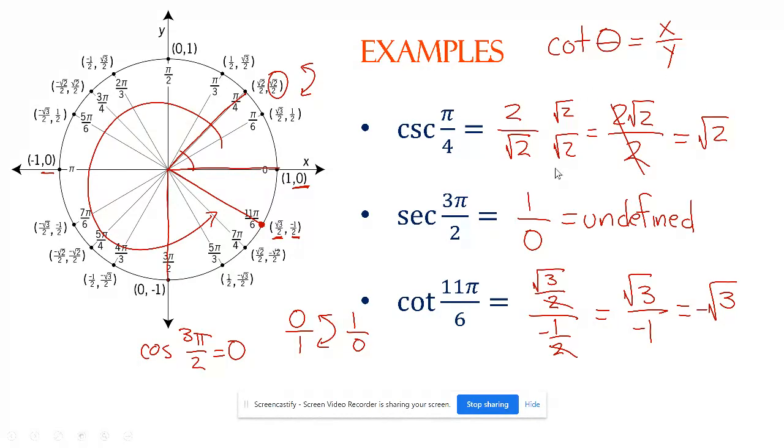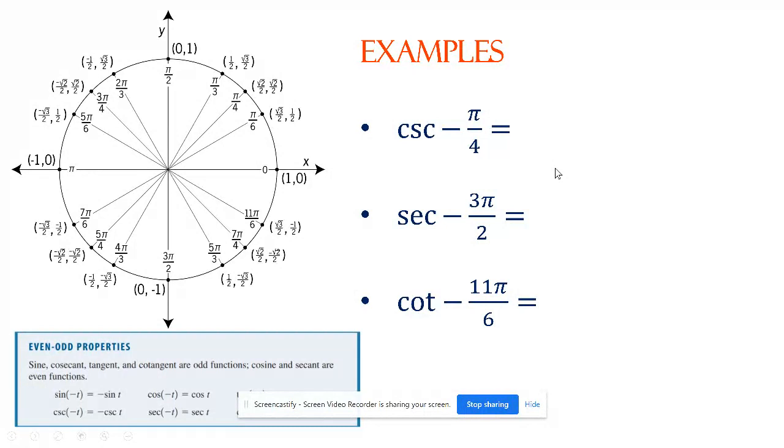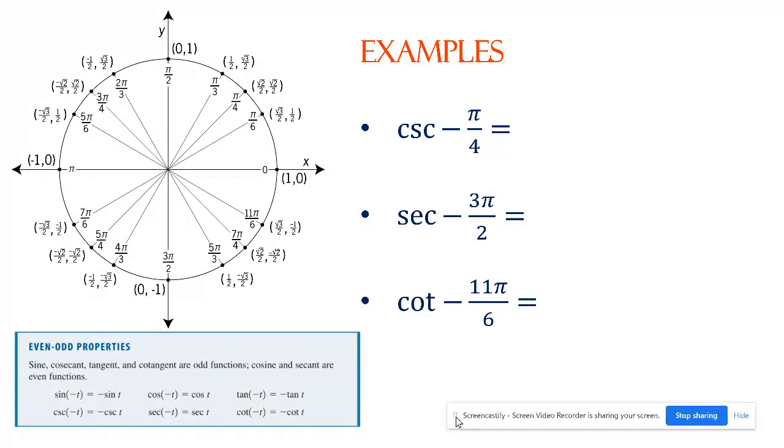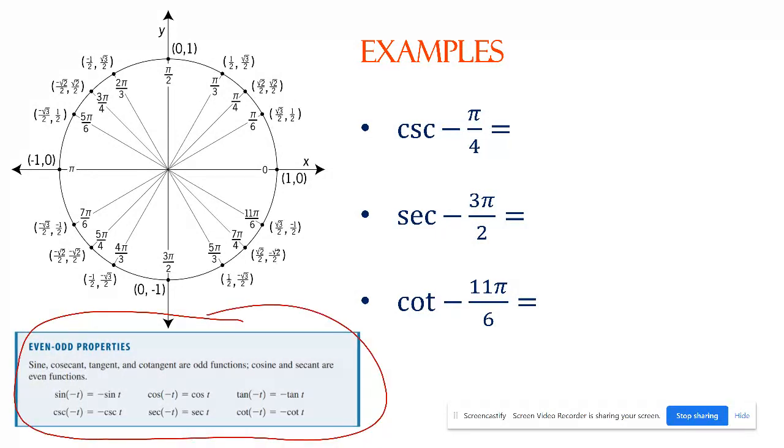I want to do 3 more examples with negative angles. So I'm going to flip back to what we've already done because we don't need to do this again, because we have rules we can use. So what you'll notice, this is the same little box of rules that came up in the previous video. And you'll notice on the bottom you have cosecant, secant, and cotangent. And you'll notice that cosecant matches sine, secant matches cosine, cotangent matches tangent as far as the rules for the negatives. So cosecant of negative pi over 4.